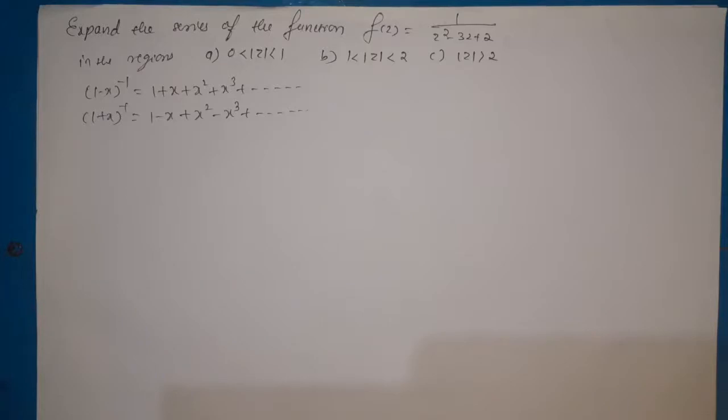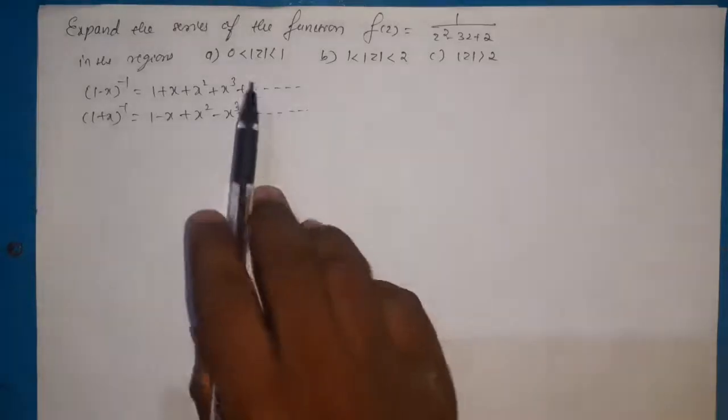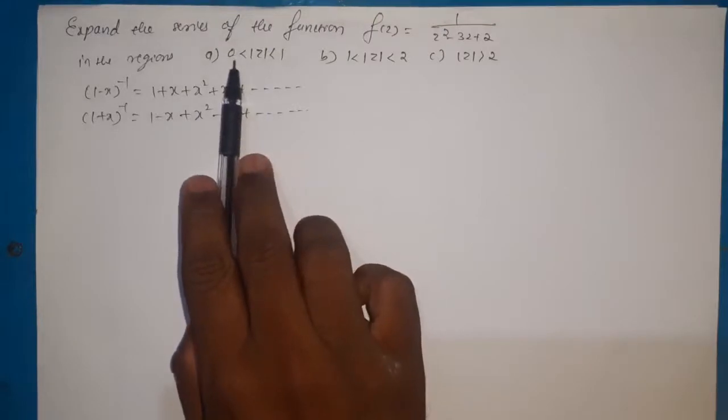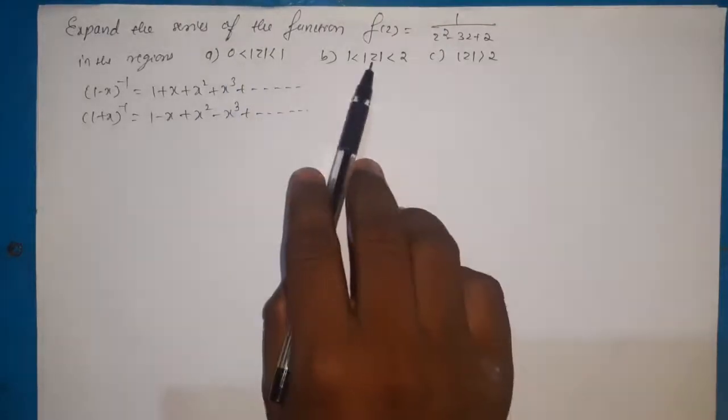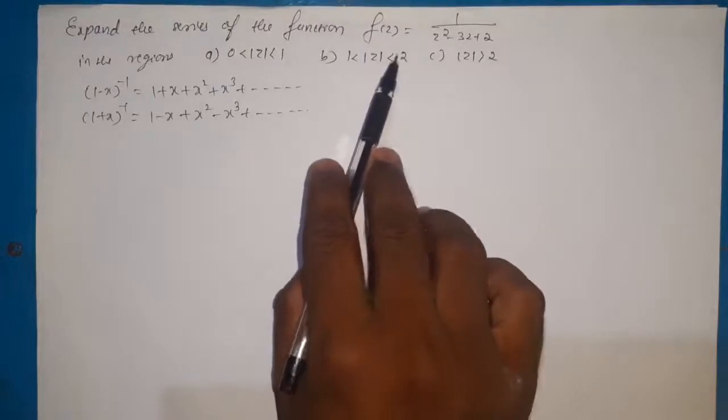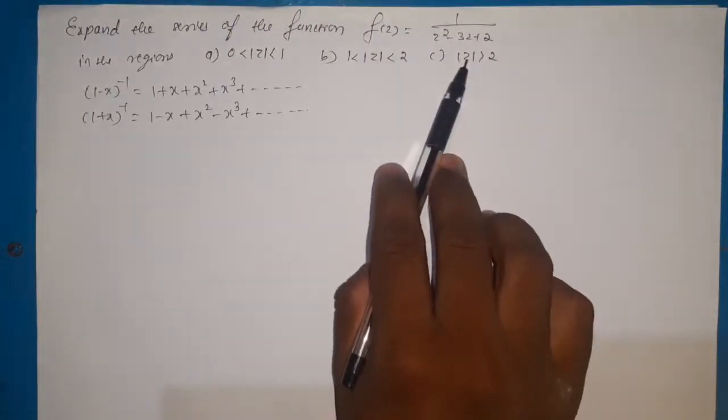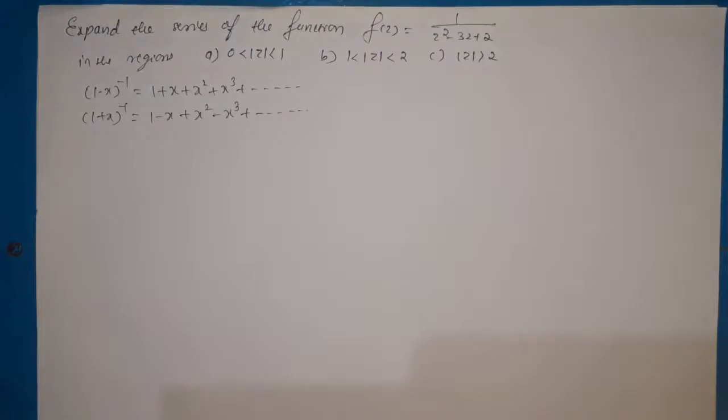So here the given example is: expand the series of the function f of z equal to 1 divided by z square minus 3z plus 2 in the regions. The first region is mod z greater than 0 and less than 1, then mod z greater than 1 and less than 2, and mod z greater than 2. So in these three regions we need to expand the given function f of z equal to 1 divided by z square minus 3z plus 2.